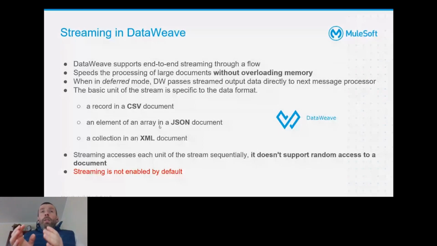So for the CSV document, this small fragment would be just 1 record, and then the next record and the next record in a stream. For a JSON document, we are starting with an array of JSON objects, and we are processing object by object in this array.